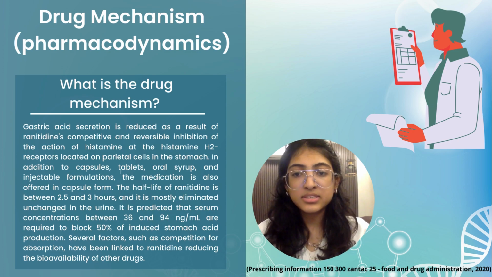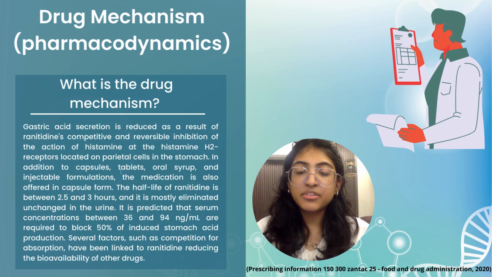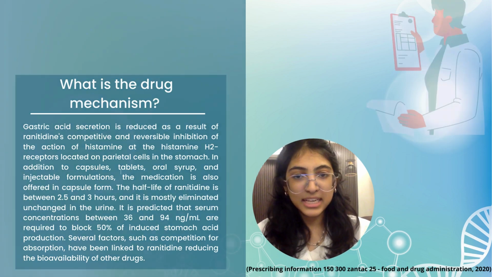It is predicted that serum concentrations between 36 and 94 ng per ml are required to block 50% of induced stomach acid production. Several factors such as competition for absorption have been linked to ranitidine reducing the bioavailability of other drugs. Now I'll be moving on to the next person.